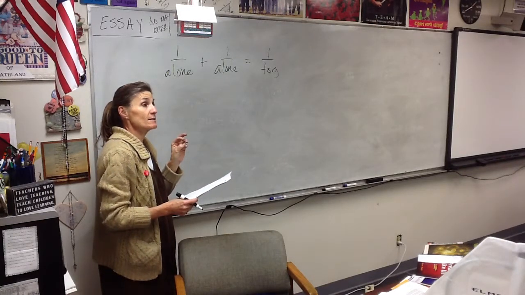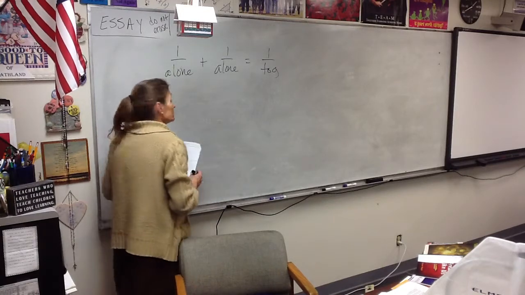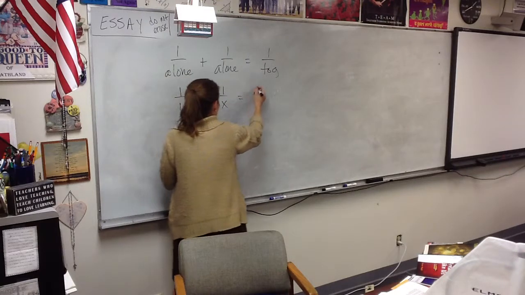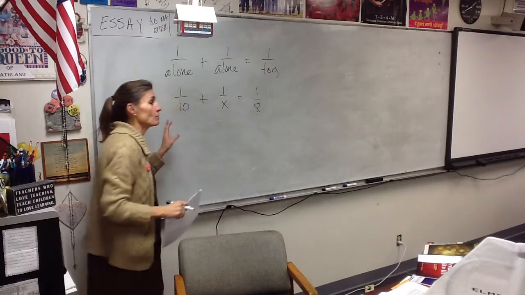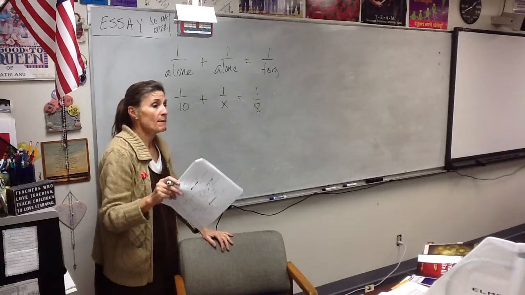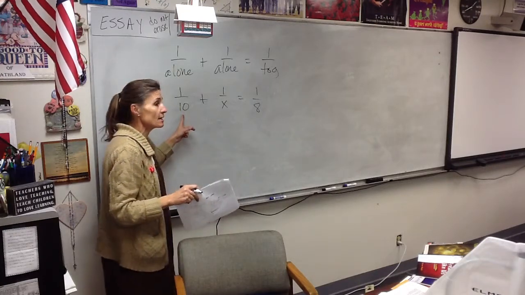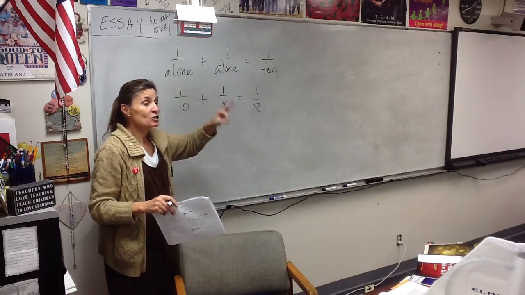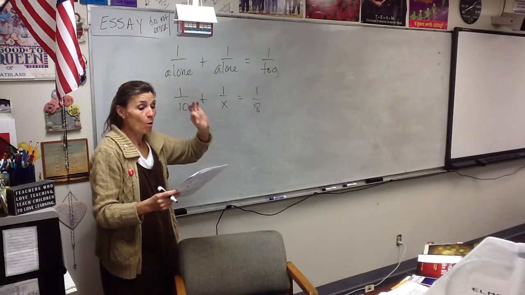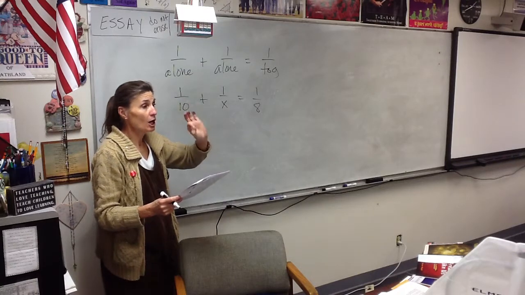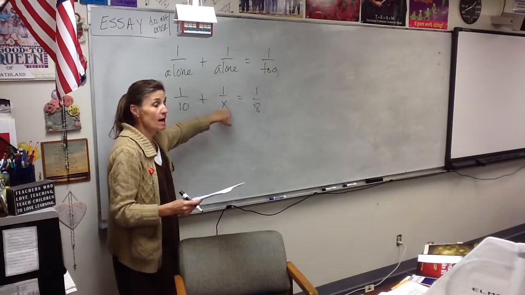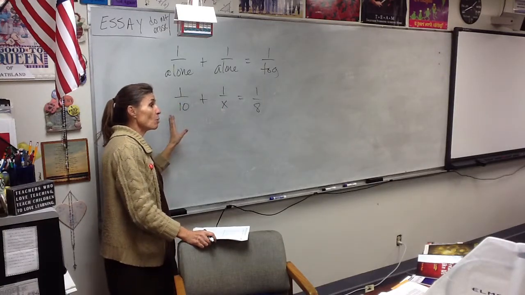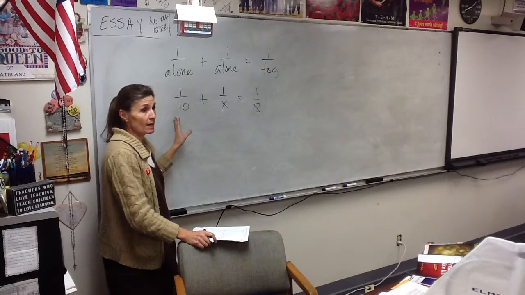So, Meredith Schmidt, can you set me up the equation? 1 over 10 plus 1 over x equals 1 over 8. All right, Meredith has done a wonderful job. You need to make sure that you put the 10 here, the 8 here, and an x here. Because the question asks for Maura's time alone.